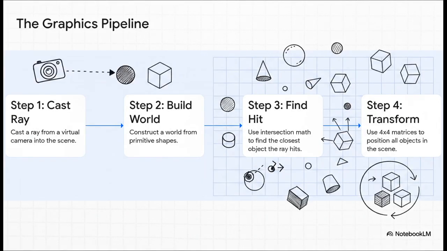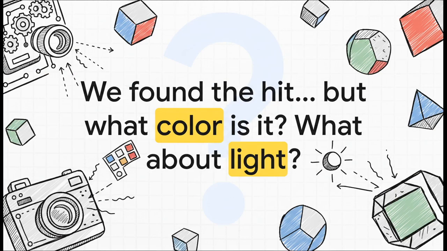Okay, so let's just recap the entire pipeline we've built. Step 1, we cast a ray out from our virtual camera. Step 2, we build a world for it to travel through using our primitive shapes. Step 3, we use intersection math with cool tools like the dot product to find exactly what that ray hits. And finally, step 4, we use the power of those 4x4 matrices to put every single object in its proper place to build our final scene. We've just built an incredible mathematical machine that can see a 3D world.